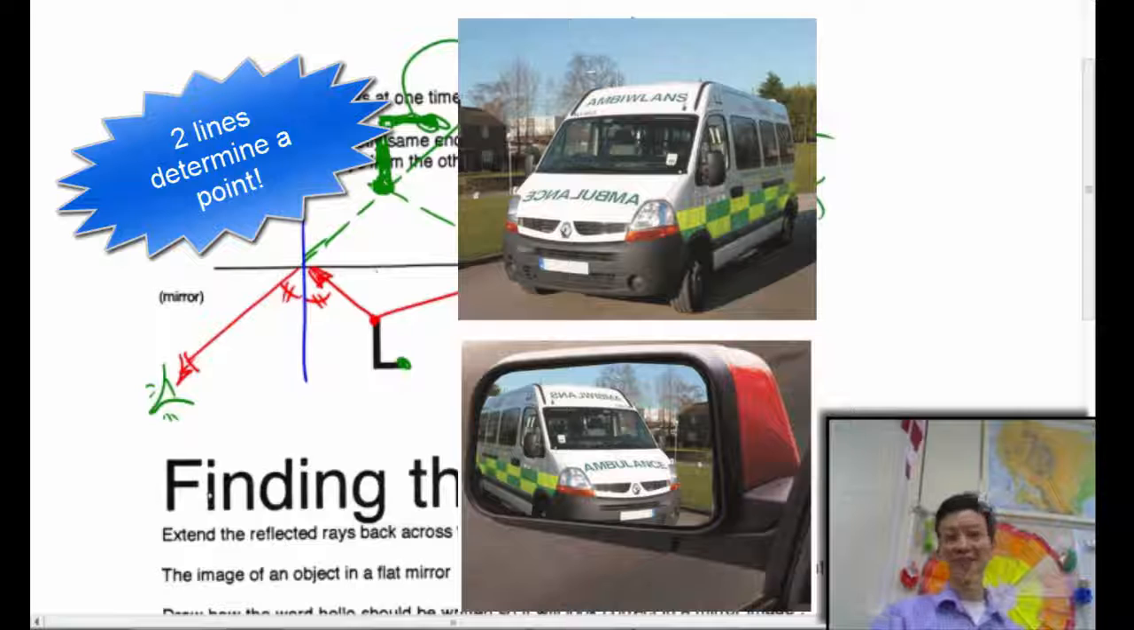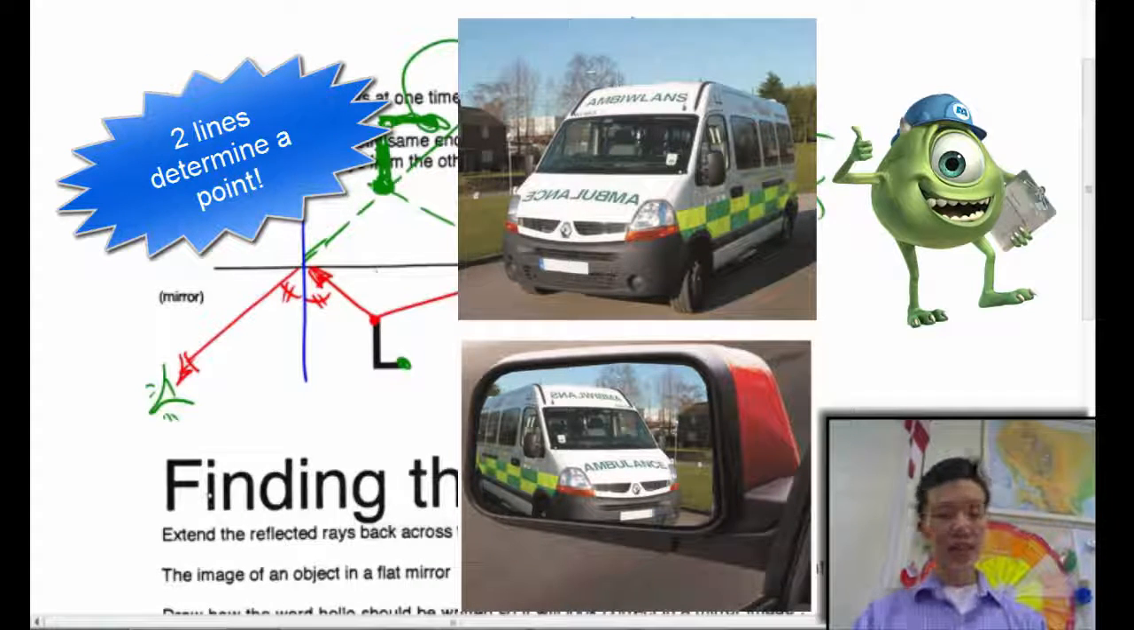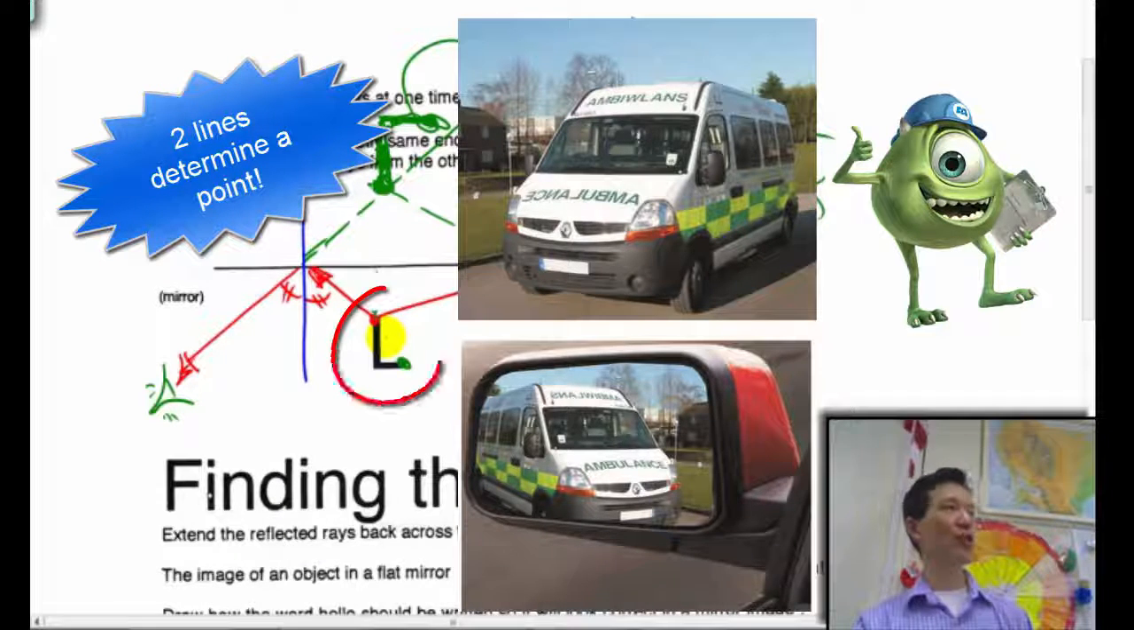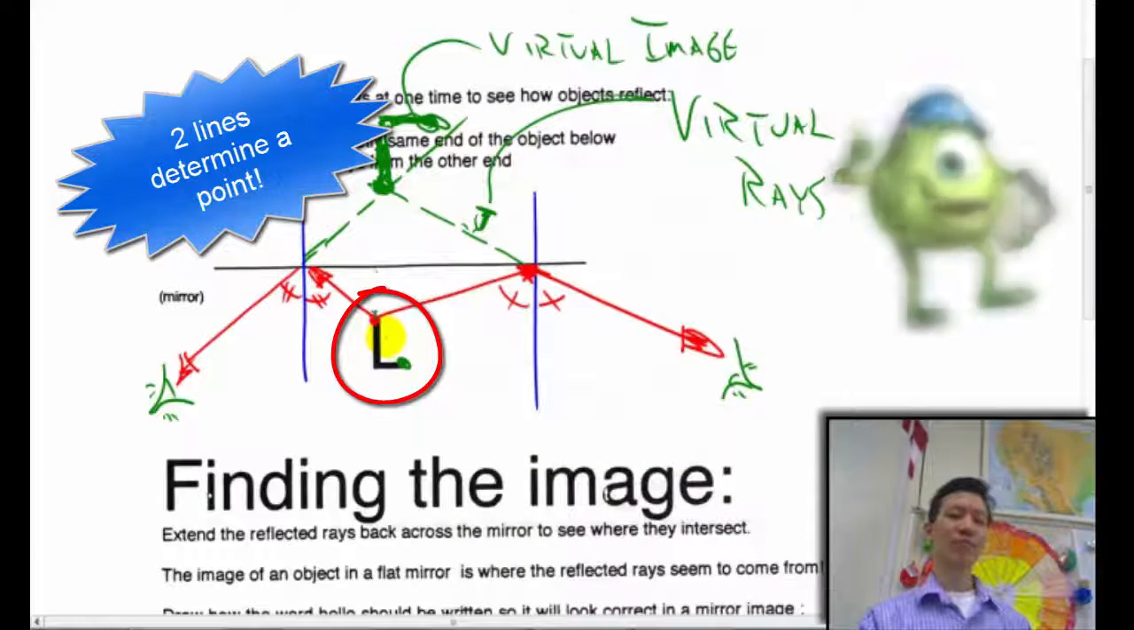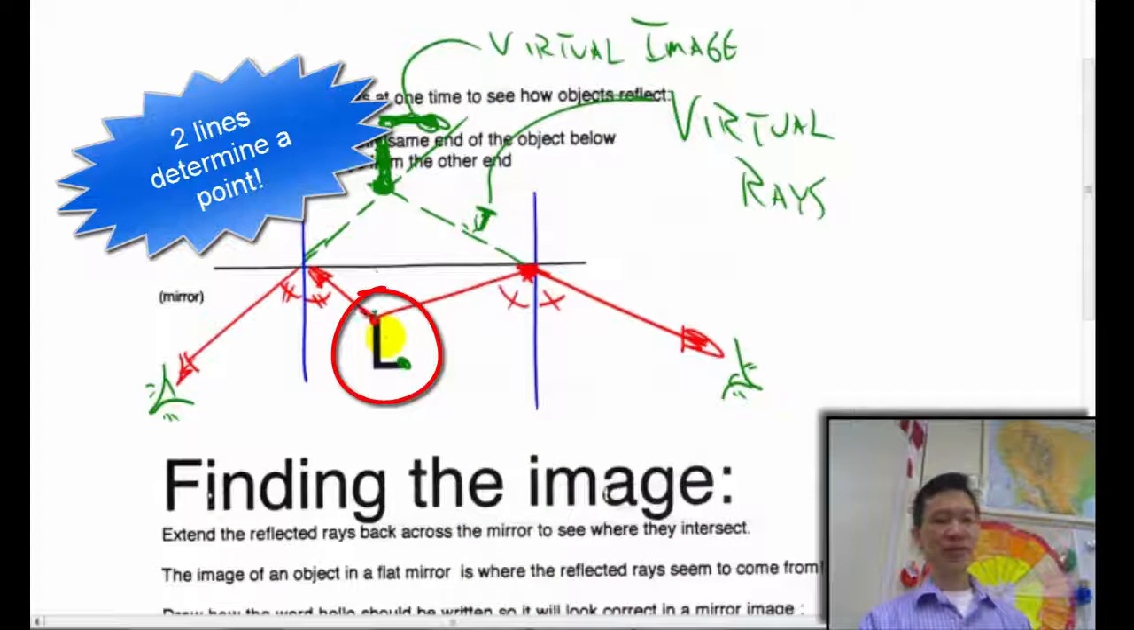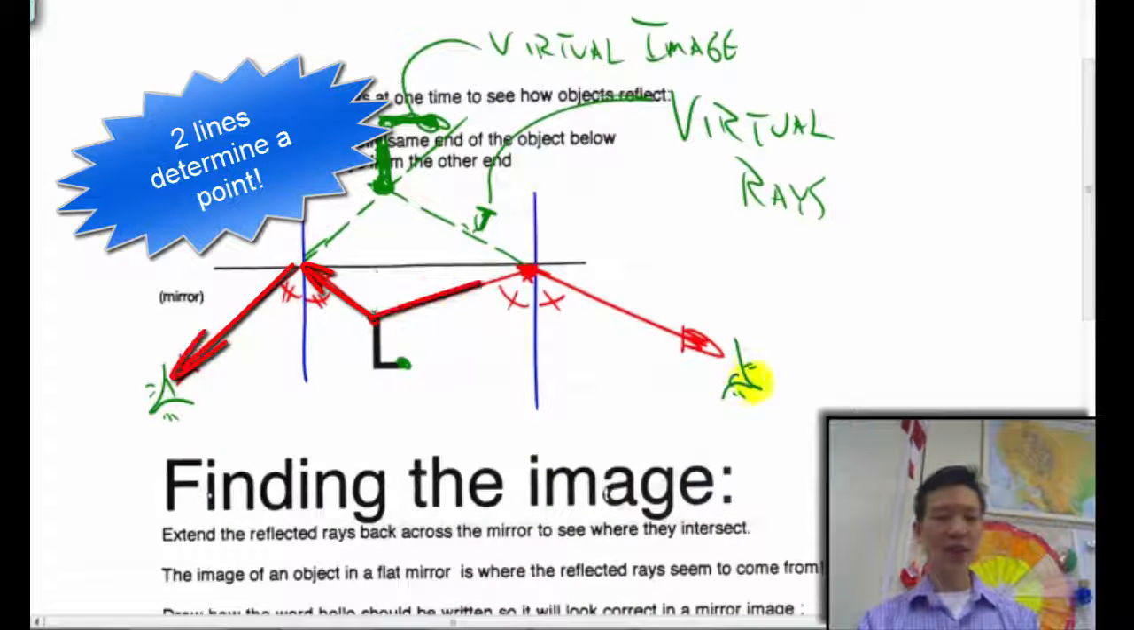You need 2 lines. That's why you have how many eyes? You have 2, because you look weird with one eye, right? No, you need 2 eyes to triangulate a single point in space. So let's say we want to find the tip of this L right here. What you've got to do is just draw 2 rays of light coming from that L, 1 for each eye.